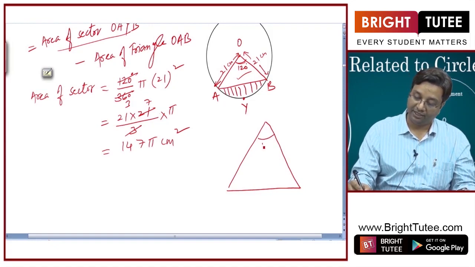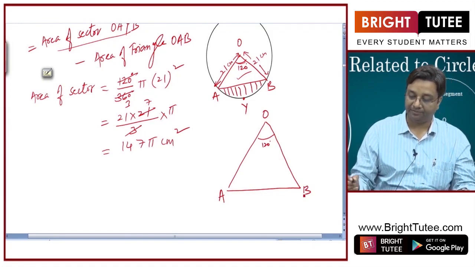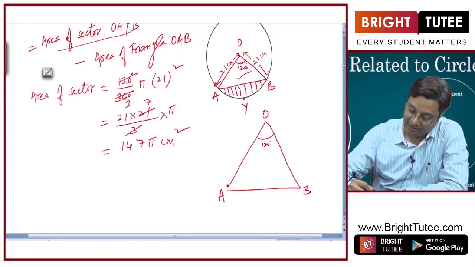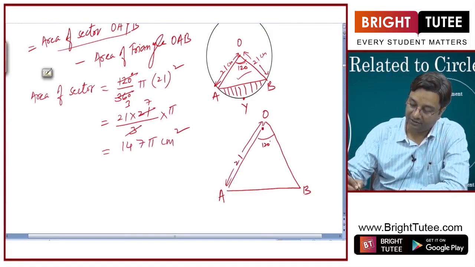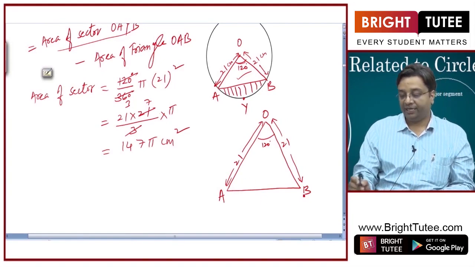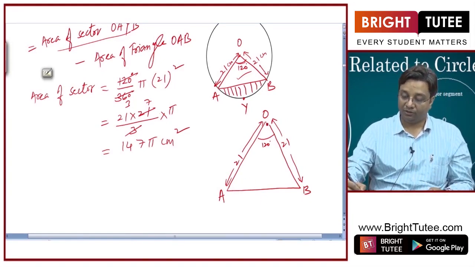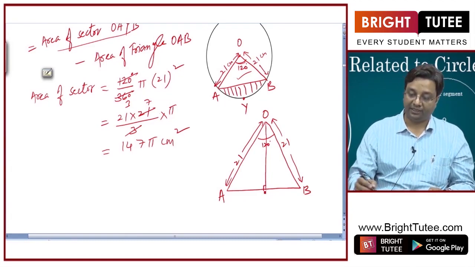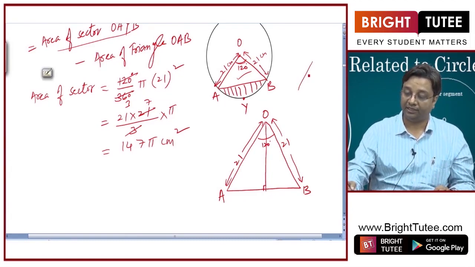If this angle is 120, let us say this is OAB, right? This length we know is 21 in centimeters. This is also 21. Now to calculate the area of this isosceles triangle, what I am going to do is I will drop a perpendicular, right? And we know that in an isosceles triangle, let us say these two sides are equal.